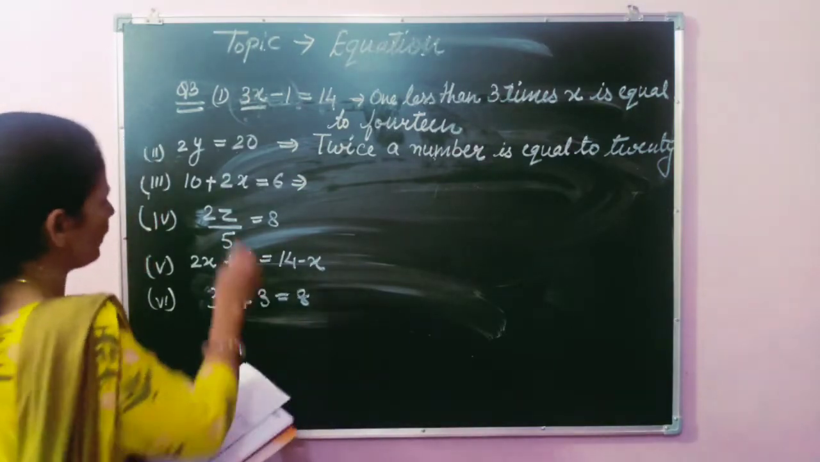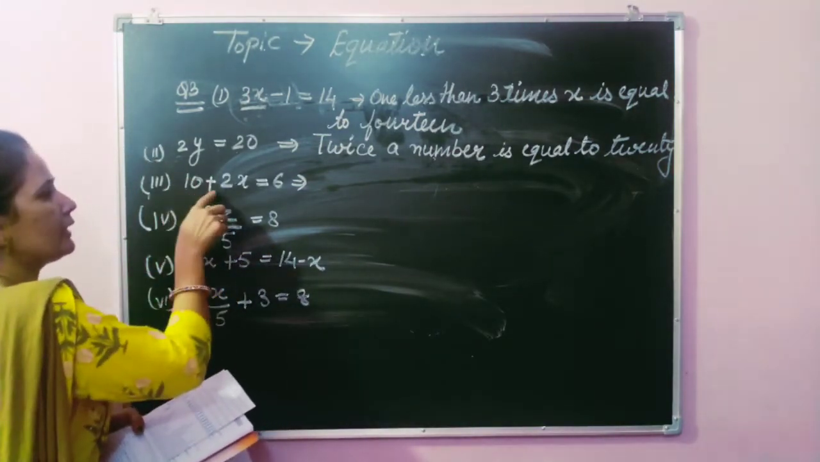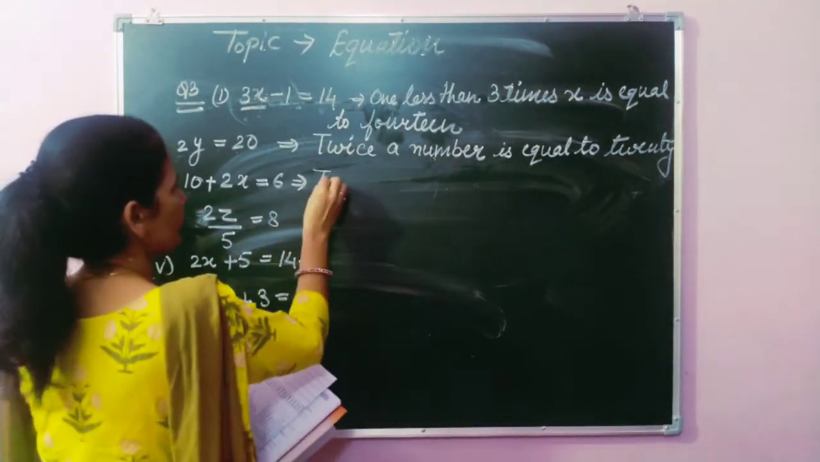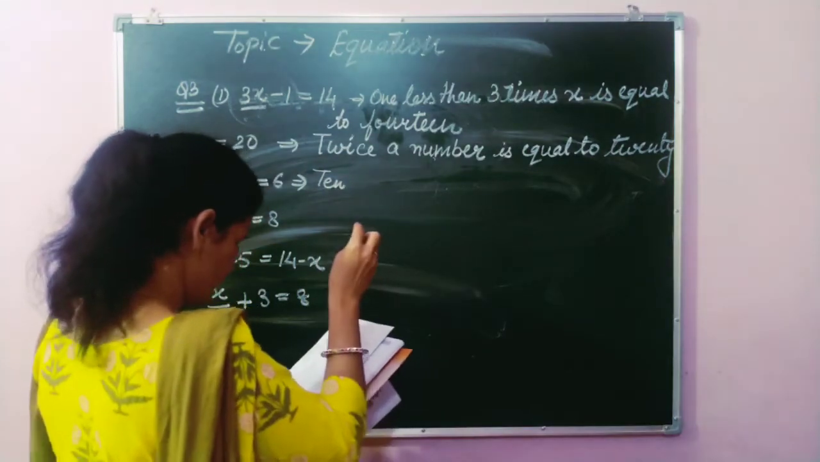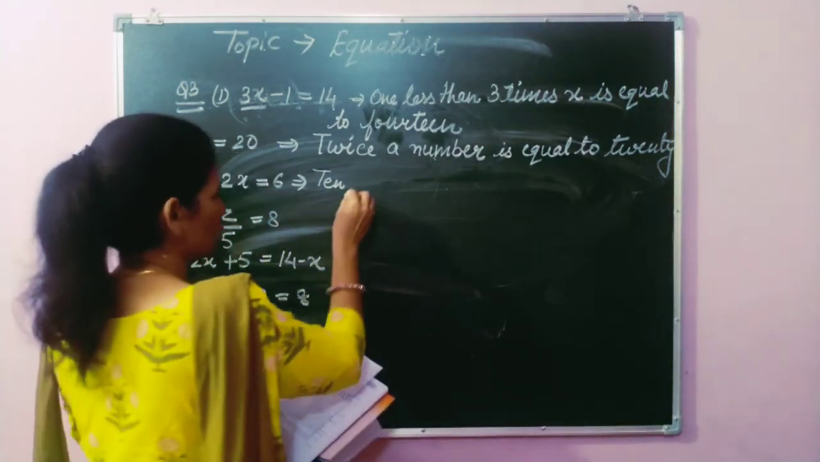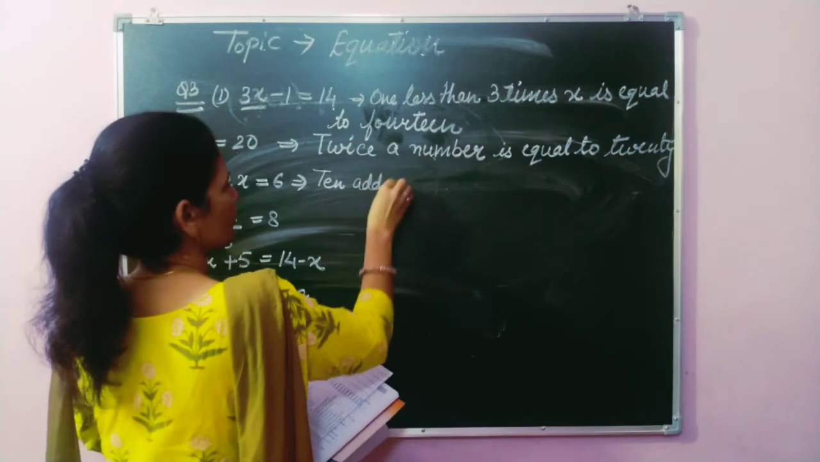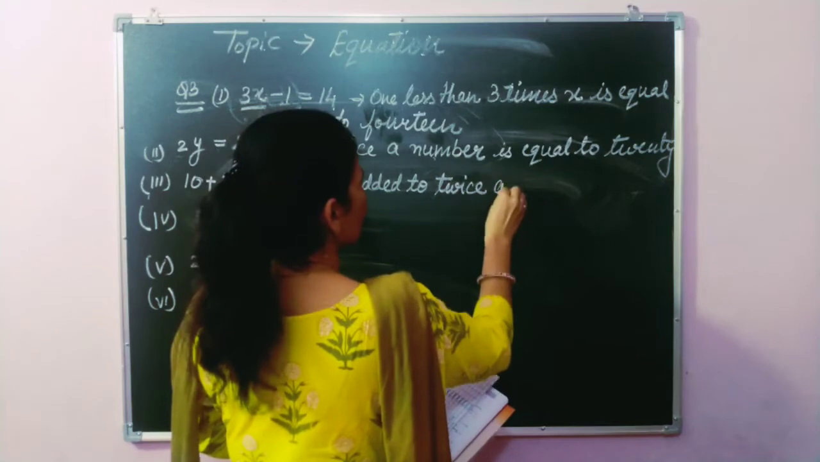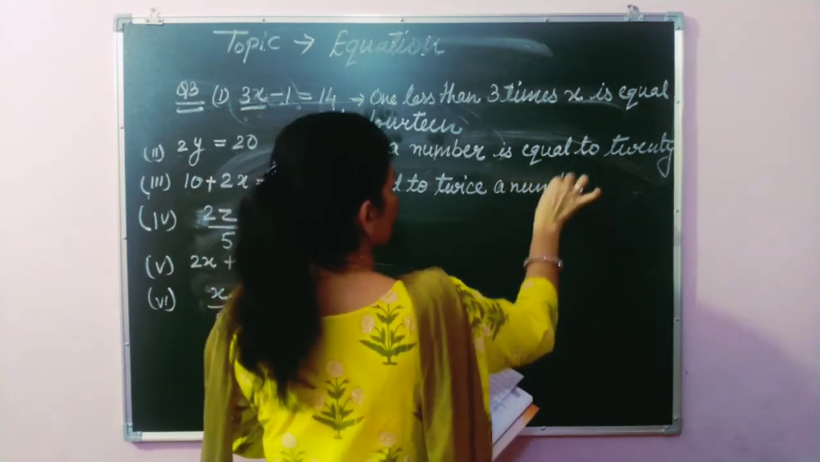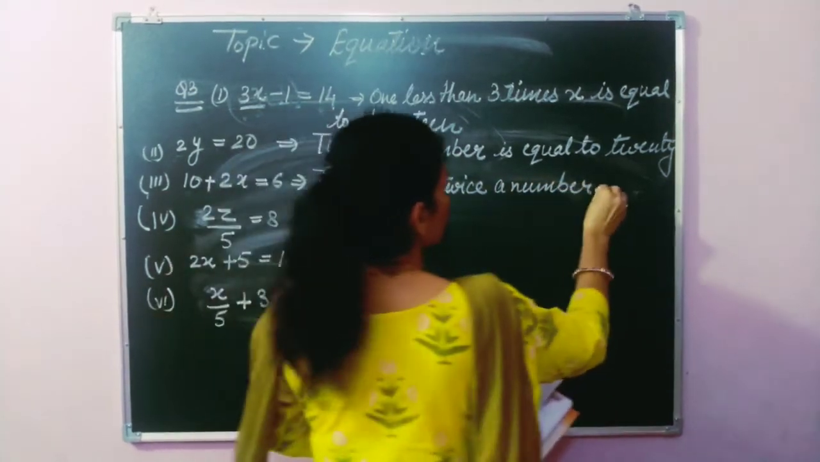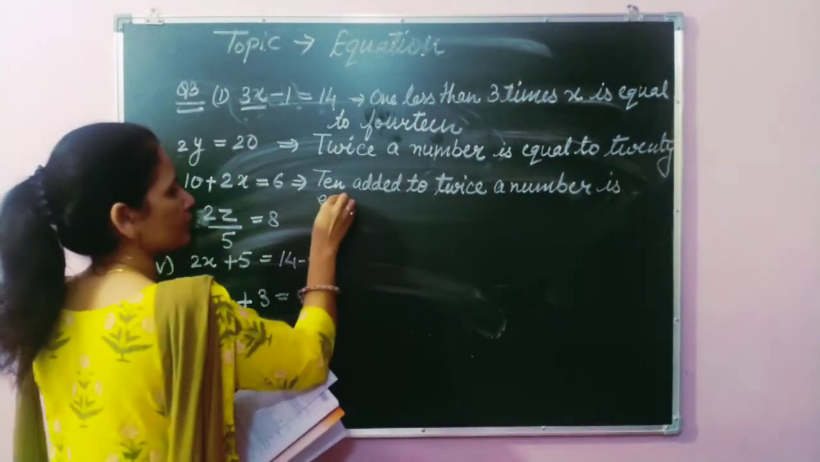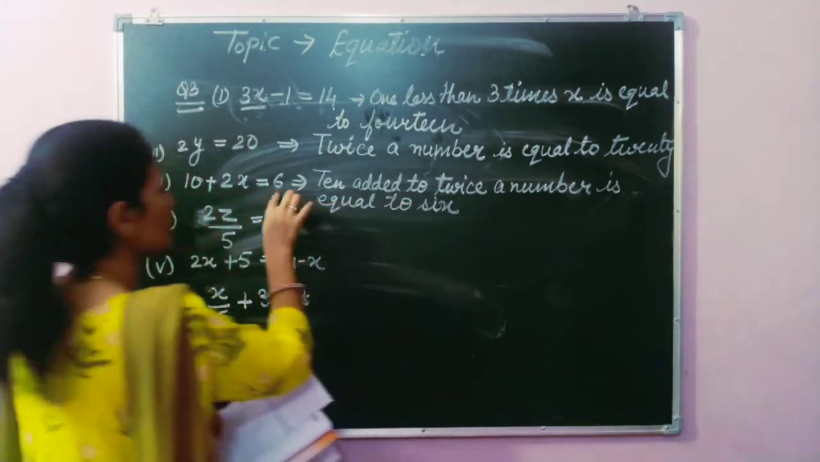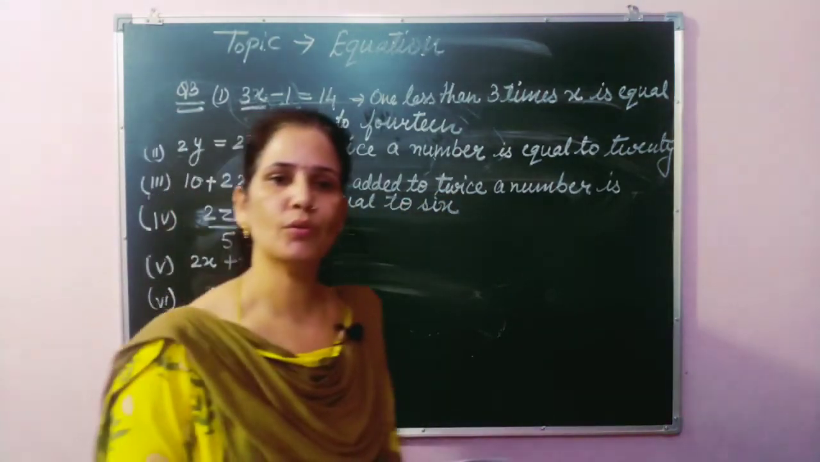Now third one, 10 added. So listen, what we are doing here, we are adding 10 to what? Twice a number. So here we will write 10 added to twice a number is equal to 6, is equal to 6, because it gives the result 6. So that's why we will write is equal to 6.